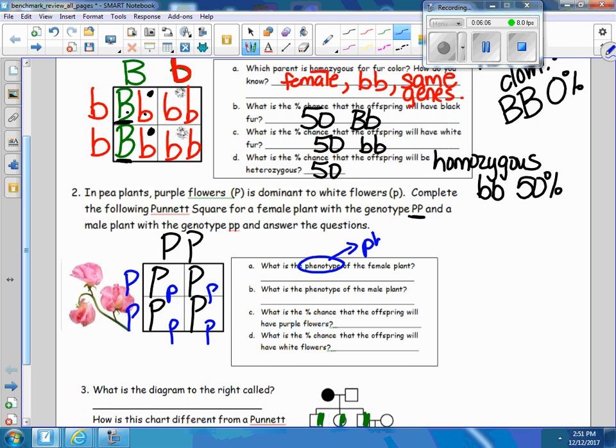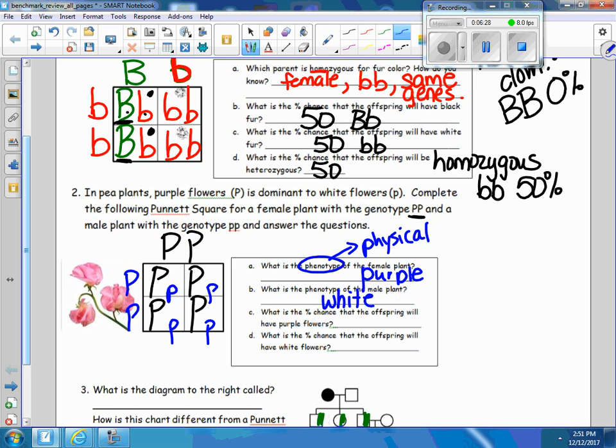So what is the phenotype of the female? Phenotype means physical trait. What's the phenotype of the female plant? Purple. Good job. The female is big P, big P. She's purple. What's the phenotype of the male? White. He's white because phenotype means physical trait.